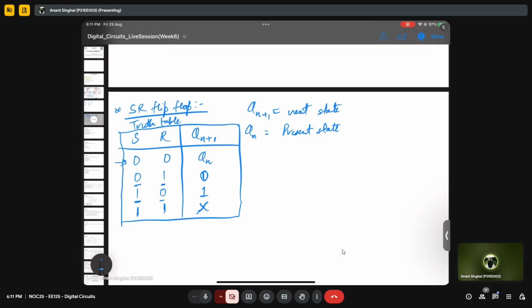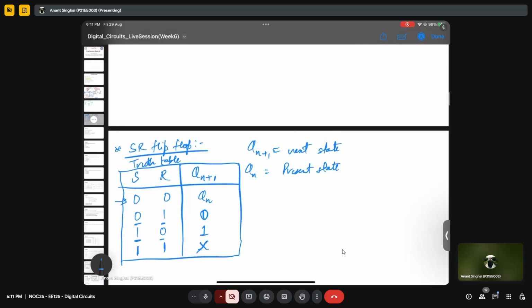There are three kinds of table associated with every flip-flop. Let me name them. One is the truth table that you have already read in combinational circuits also. Now there are two more tables that you have to be aware of. One is called the characteristic table, and the last one is called the excitation table.